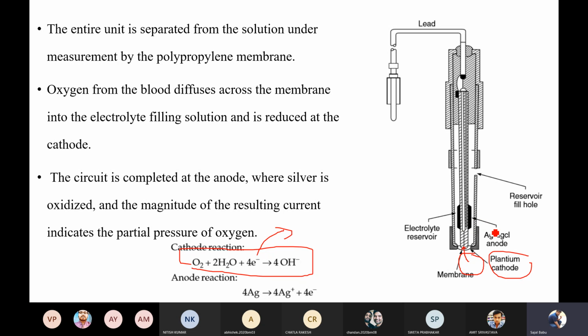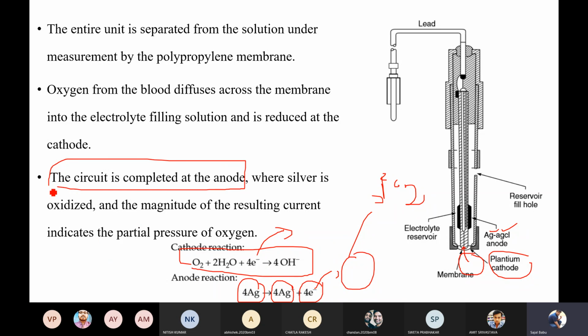Okay, and at the anode level, you know that the anode will be a silver chloride anode. So what happens? At the anode, the silver will be added with 4 electrons. So that means at the anode, these 4 electrons emitted from the silver will directly represent the PO2 level here. This is just like a circuit, and the circuit is getting completed at the anode. How is it getting completed there? When the oxygen diffuses from the membrane, it will go and reach here.